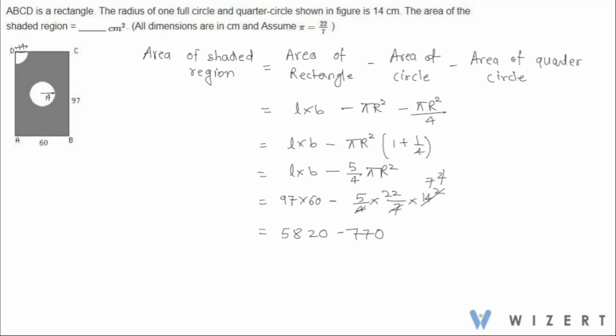So it will be 0 minus 0 is 0, and this is in centimeter square. 0 minus 0 is 0, 12 minus 7 is 5, 7 minus 7 is 0, and we are left with 5050 centimeter square. So the area of the shaded region is 5050 centimeter square. So this is the answer.